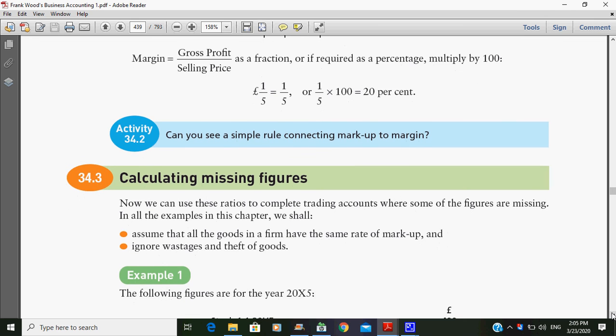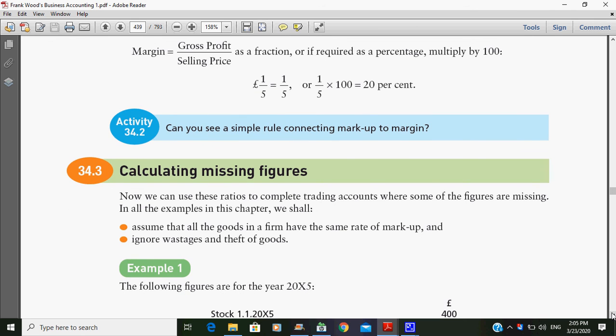Now, how do we use these to calculate missing figures? We can use these ratios to complete trading accounts where some of the figures are missing. In all the examples in this chapter, we shall assume that all the goods in a firm have the same rate of markup and ignore wastages and theft of goods.